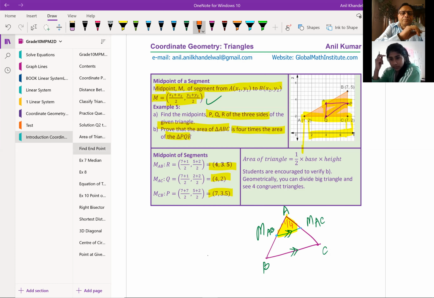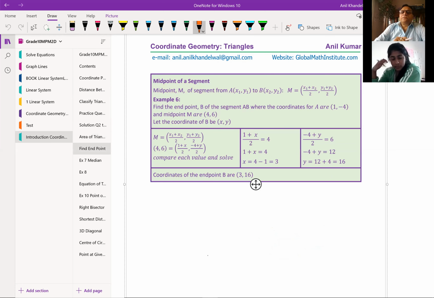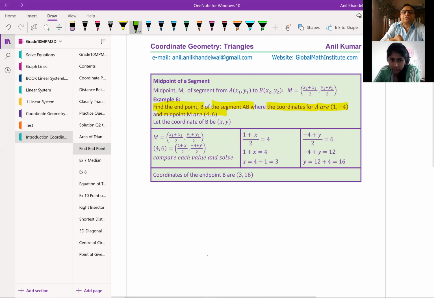Now, in midpoint questions, the most difficult question is not to find the midpoint, but if you are given the midpoint, then find the endpoint. That is kind of difficult. So the question is, find the endpoint B of the segment AB where the coordinates of A are given to you and the midpoint is given to you. Correct? So let's try to understand this. We have this AB, right?